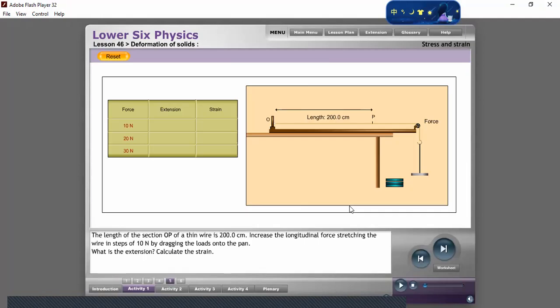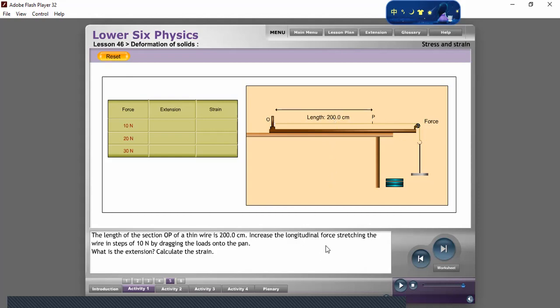The length of the section OP of a thin wire is 200.0 centimeters. Increase the longitudinal force stretching the wire in steps of 10 newtons by dragging the loads onto the pan. What is the extension? Calculate the strain. Okay, so from here, the length of the section O to P is 200 cm, or equal to 2 meters.